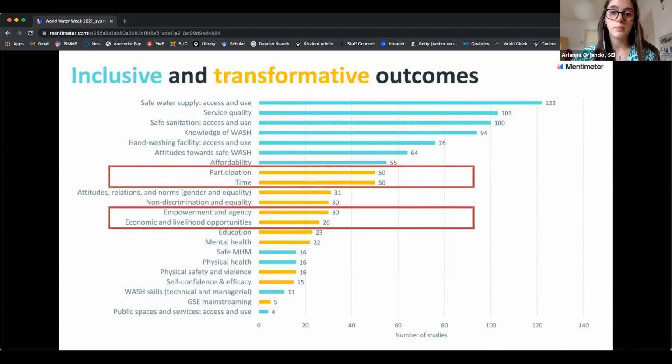So we have participation, for example, participation in community decision making; time, such as time spent on unpaid work and drudgery, such as water collection; then we have empowerment and agency, for example, autonomy at the household level; and economy and livelihood opportunities, for example, the creation of businesses related to WASH.